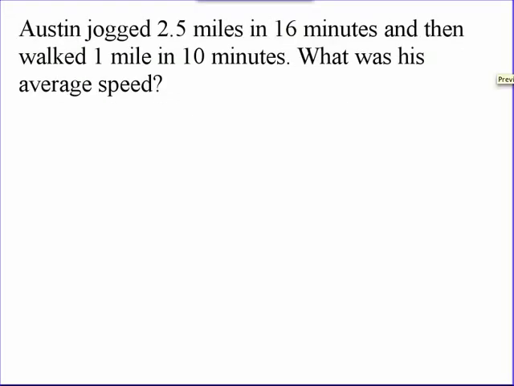Austin jogged 2.5 miles in 16 minutes, and then he walked 1 mile in 10 minutes. What was his average speed? So distance equals rate times time. What is Austin's distance? 3.5 miles. So 3.5 equals R times what? 26 minutes.